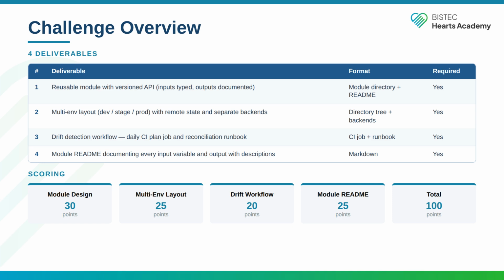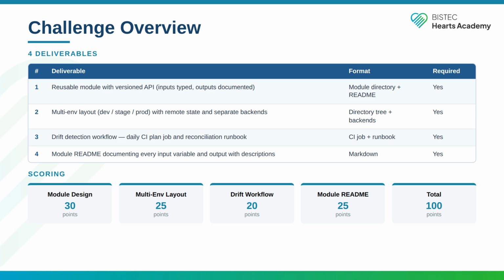Deliverable 3, 25 points: the drift detection workflow. A CI job running tofu plan with -detailed-exitcode daily, opening a GitHub issue on exit code 2 with the plan diff, plus a runbook covering all four remediation patterns, and an escalation path for unresolvable prod drift.